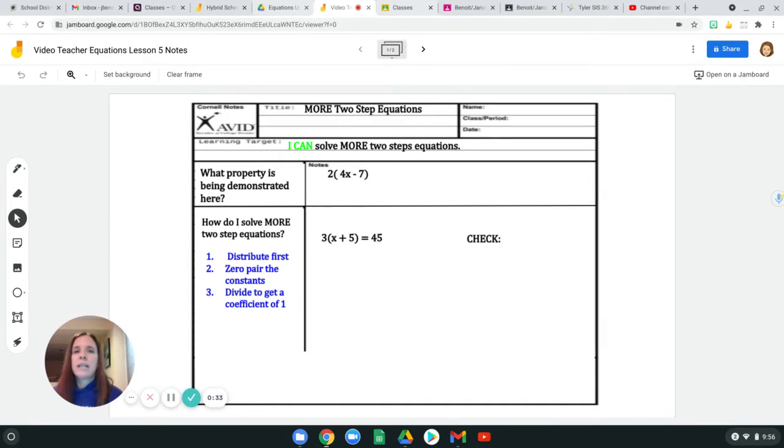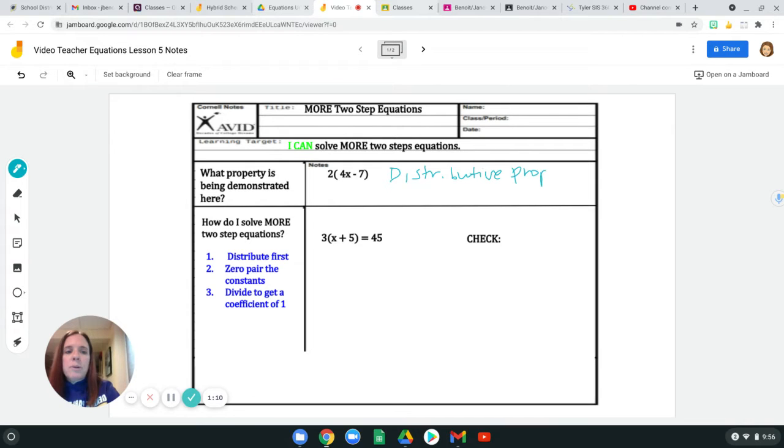We're actually going to look at this lesson in two parts. So we will do the first part now, and then we will come back and do part 2. All right, let's start. What property is being demonstrated here? So 2 times the quantity 4x minus 7. What property is being shown? If you said the distributive property, you are correct. Hopefully you have remembered that. Distributive property.